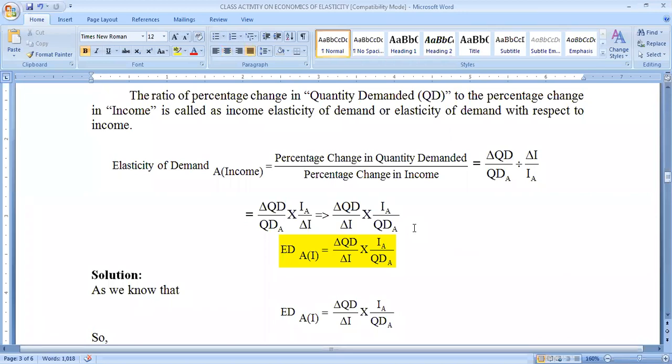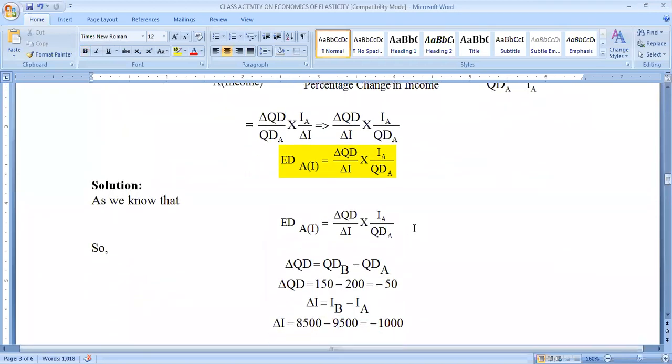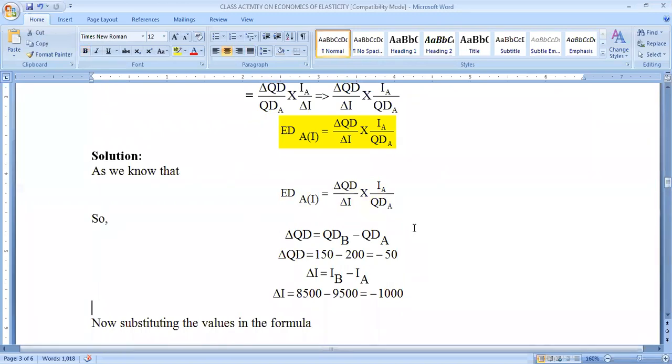Okay, let's start handling our question solution. As we know, the formula for income elasticity of demand at point A is EDA(I) equals delta QD over delta I multiplied by IA over QDA. Whereas delta QD can be found by taking the difference between quantity demanded at point B and quantity demanded at point A, which is 150 minus 200 equals minus 50.